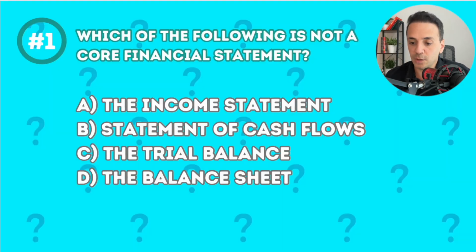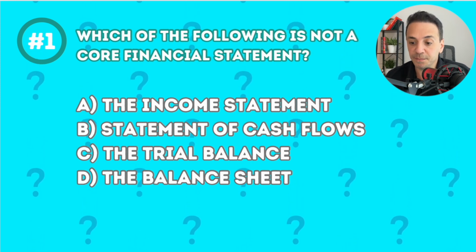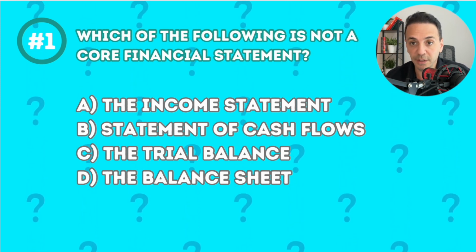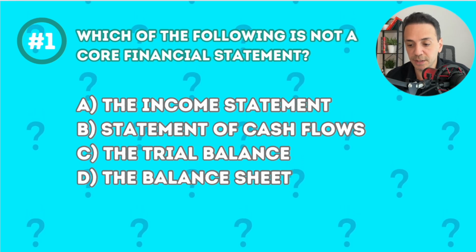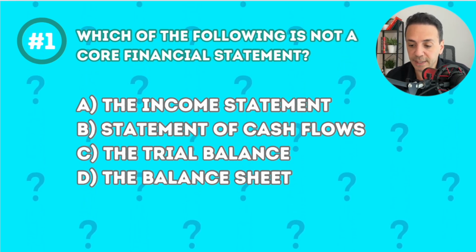All right, question number 1. Which of the following is not a core financial statement? A, the income statement. B, statement of cash flows. C, the trial balance. D, the balance sheet. Let's start a 10-second timer.